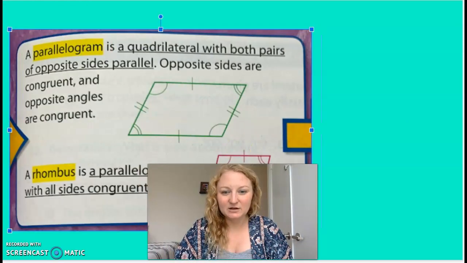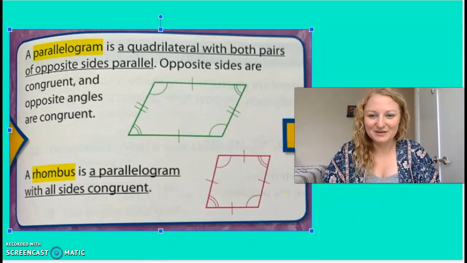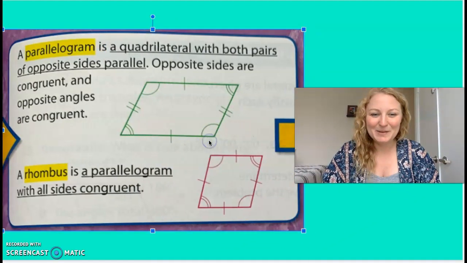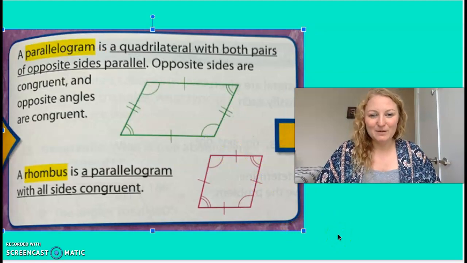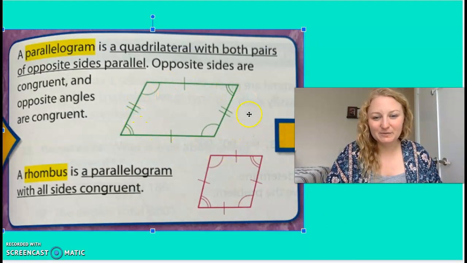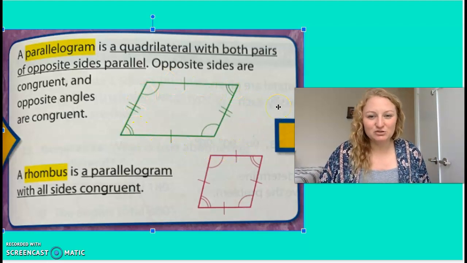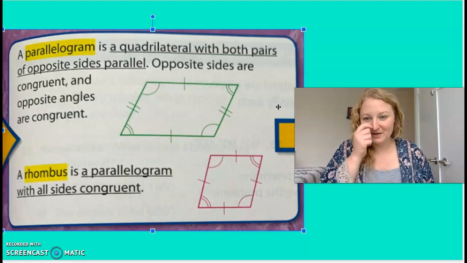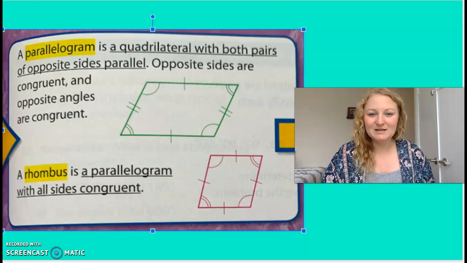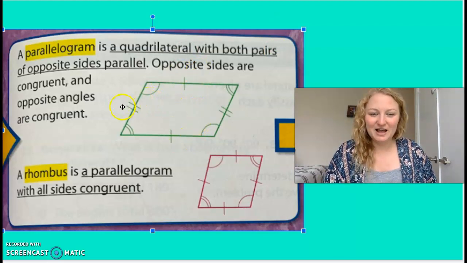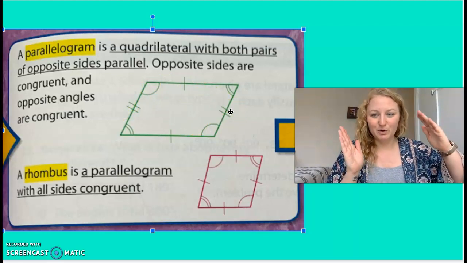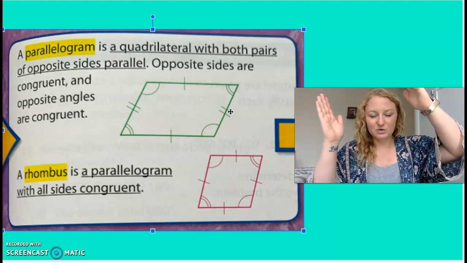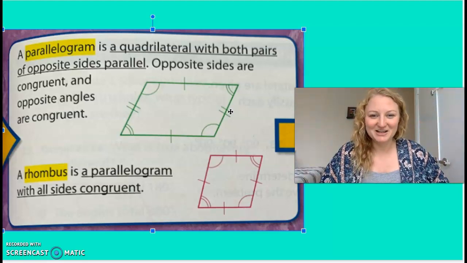Other types of quadrilaterals that we have are parallelograms and a rhombus. So here's a picture of a parallelogram. A parallelogram is a quadrilateral with both pairs of opposite sides parallel. So the top and the bottom are opposite. They're parallel. They're never going to touch. And the left and the right sides are also parallel. They are never going to touch. They're both slanted just a little bit, so they'll go on forever and ever without touching.